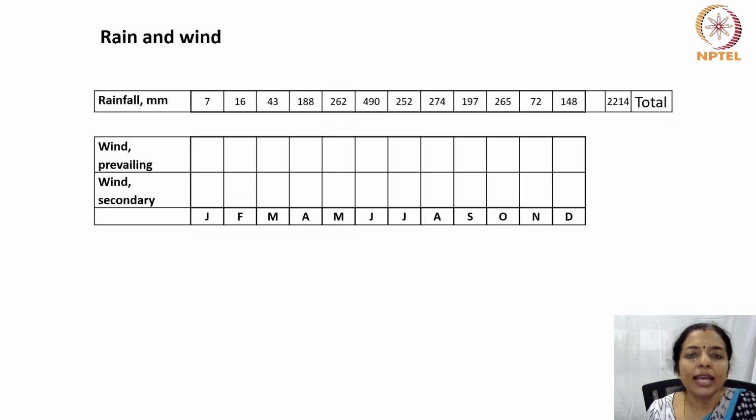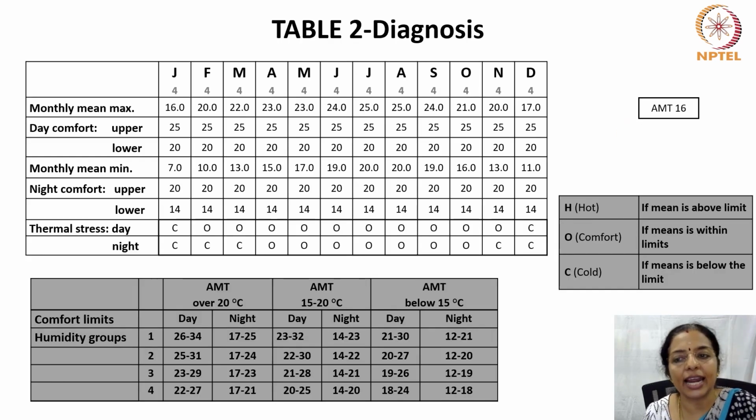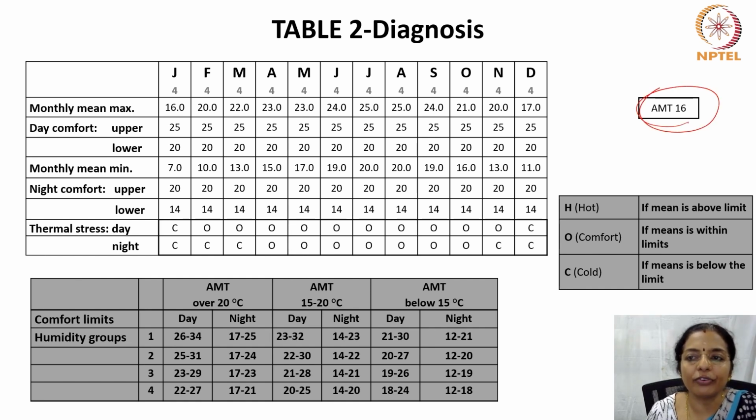Then I enter the rainfall of every month and I get the total rainfall in millimeters. Then I will enter the prevailing wind direction and move to the diagnosis table. So when I see the diagnosis table as a combination of AMT and humidity group, I have entered the thermal stress based on the combination of this. So this is 4 and 16 will fall here.